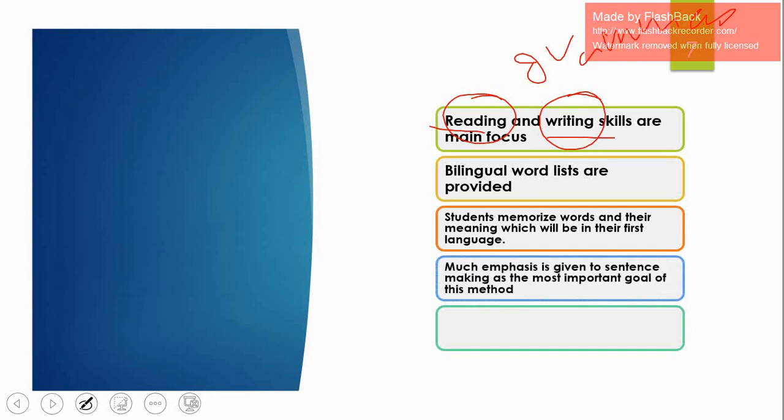Much emphasis is given to sentence making as the most important goal of this method, because sentence making is very crucial, very important. If you have no idea how to make a sentence, you will have no understanding of the passage, and you have no ability to translate. Right, you should know how to make a sentence to conduct everything in that method. Accuracy is emphasized. You should be accurate, because this is the main principle.